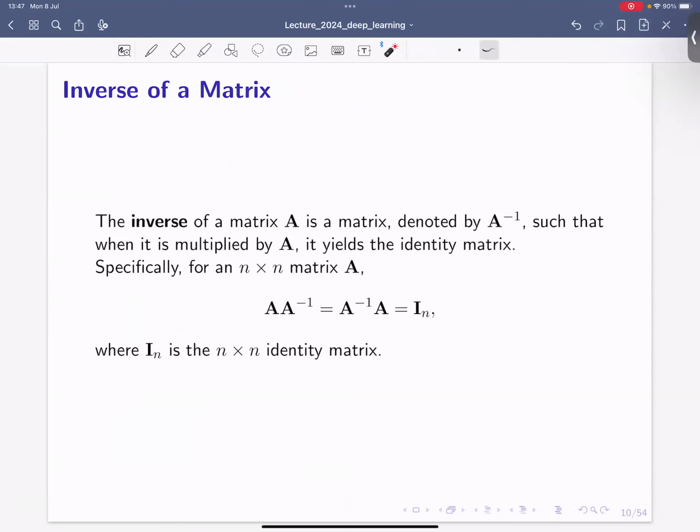Let's review the notion of an inverse. So the inverse of a matrix is what we are going to denote with A to the power of minus 1. And this inverse satisfies the fact that A times A inverse is equal to A inverse times A is equal to the identity. And here I want to attract your attention to the fact that this identity matrix, which is an n by n matrix, essentially has ones on the diagonal like this, and everywhere else you have zeros. Okay. And this here specifically was defined for a square matrix, so an n by n matrix.